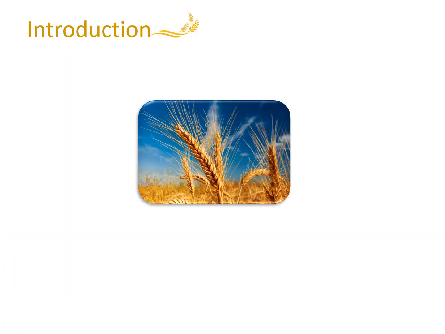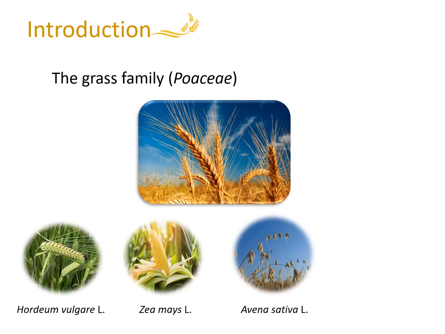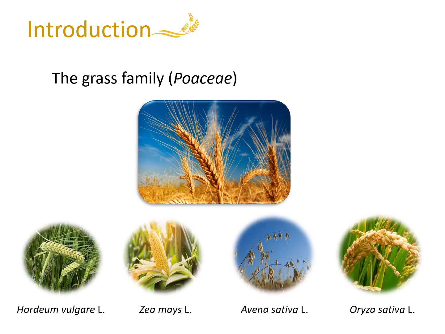Today, wheat is grown on more land area than any other commercial crop and continues to be the most important food grain source for humans. It belongs to the grass family, along with barley, maize, oat, and rice.